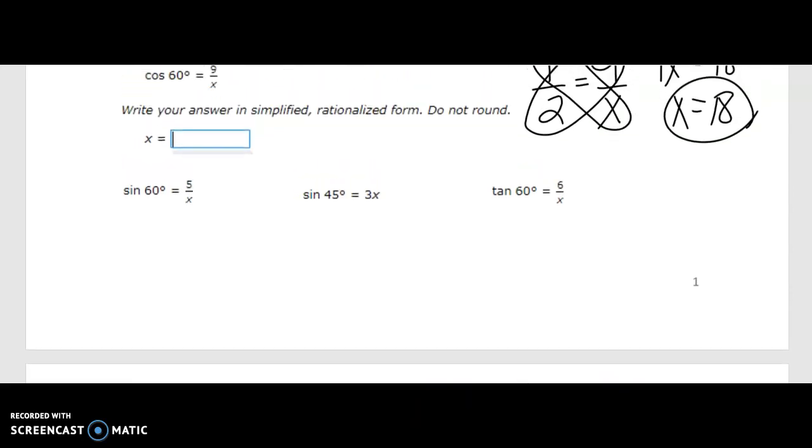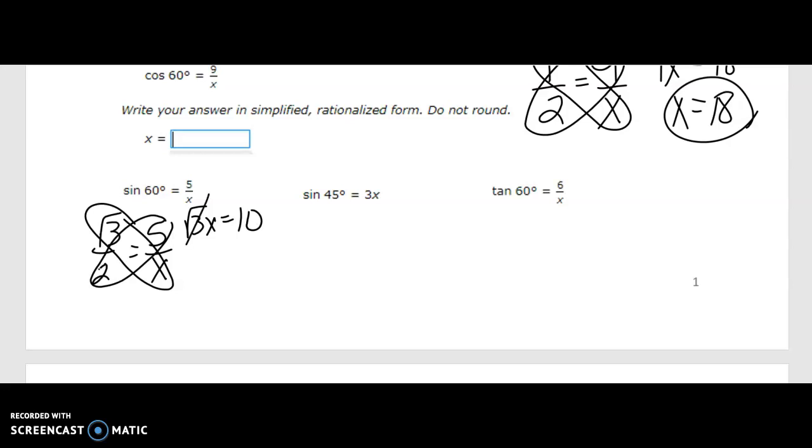Sine 60, square root of 3 over 2 equals 5 over x. Cross multiply, so square root of 3x equals 10. Divide by square root of 3. You can't leave a square root of 3 on bottom. So 10 square root of 3 over 3.